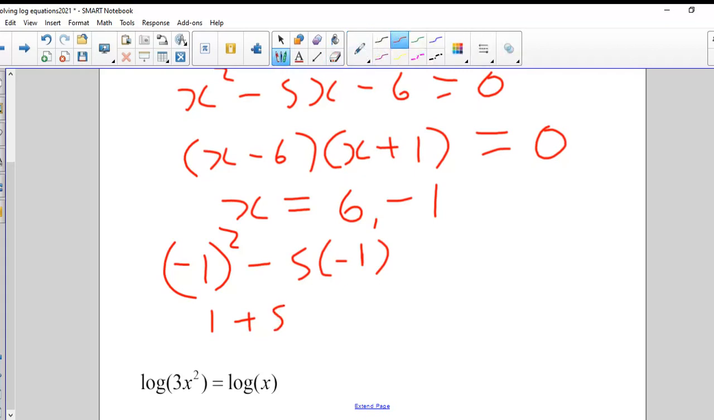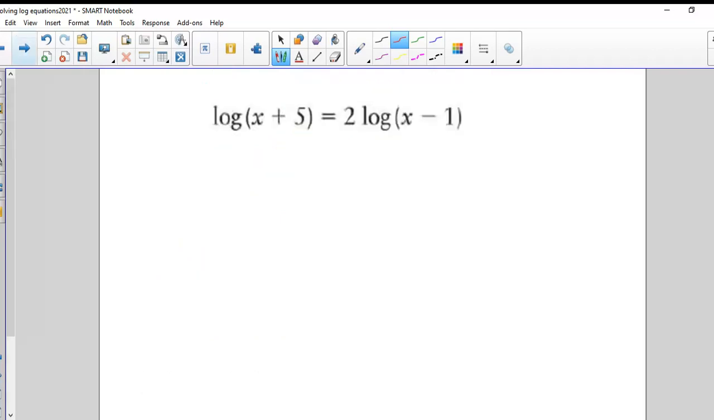Guess what? It does work. So this answer of minus 1 is absolutely positively fine. So it does work. All right, so let's just do this last one here.